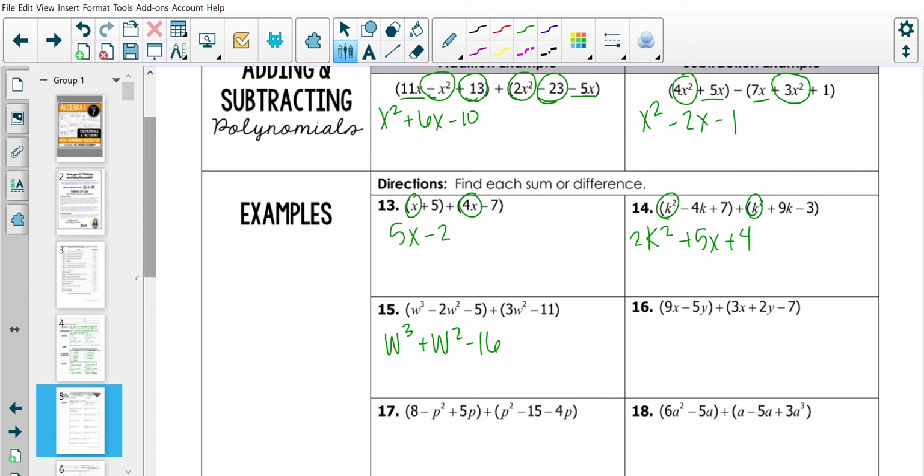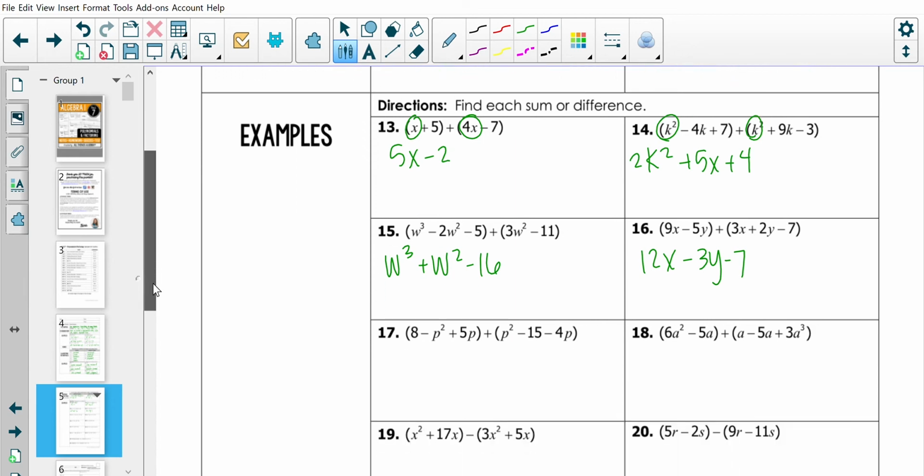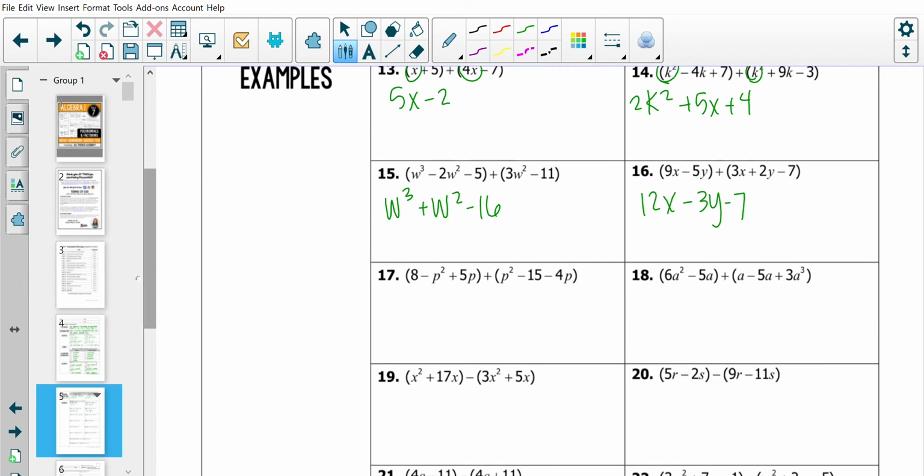Okay, what'd you get for your answer on number 16? 12x minus 3y minus 7. Good. All right, 17, what comes first? Your P squared. So what do you get? There's no P squared, they cancel out. Okay, so then you have P and then minus 7. Minus 7. Okay, try number 18.